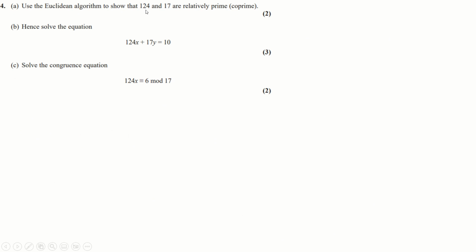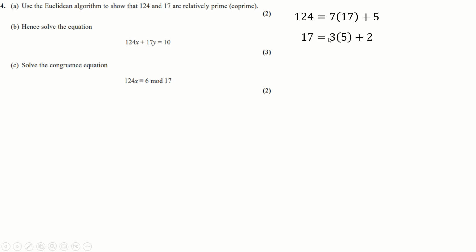Question number 4, so a bit of Euclidean algorithm first. So we'll start with 124. We'll just say you can use a calculator for as much of this as possible. I just tried a few things times 17 until I got really close, and I ended up with 119, so there was 5 left over. And then, of course, you can just put 17 here and do the same thing with 5s.